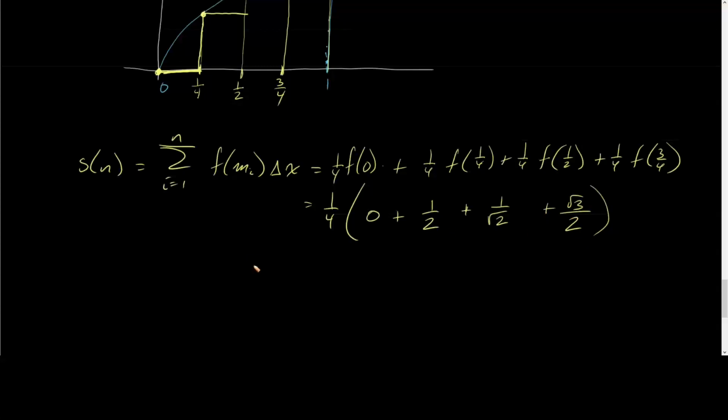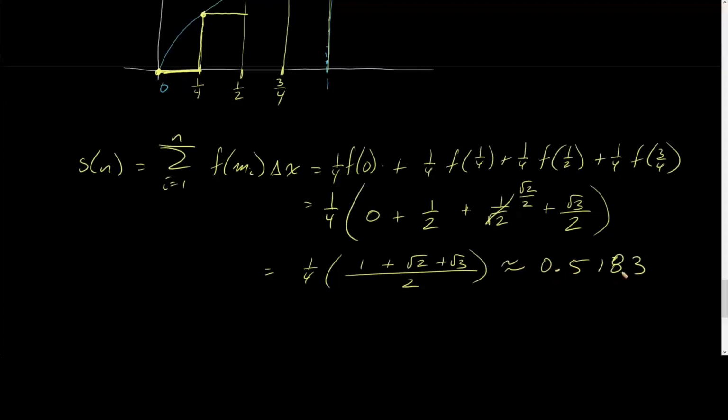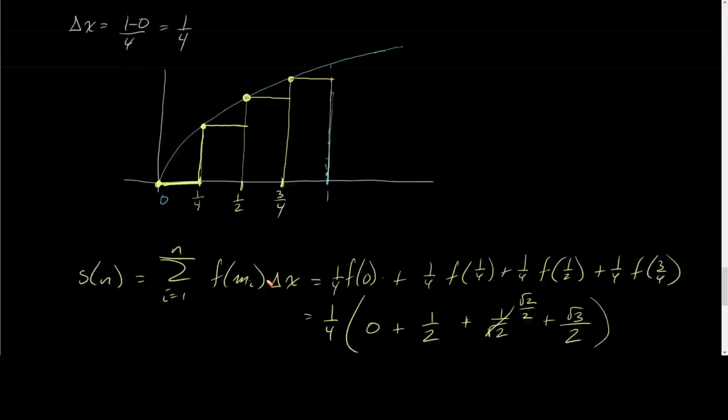Now we can rewrite this. If I rationalize this 1 over radical 2, this is really radical 2 over 2. And now everything has a denominator of 2, so I can write this as 1/4 times 1 plus radical 2 plus radical 3, all of that over 2, right? And that gives me approximately 0.5183. That's a calculator answer, right? But this is what we end up with. Now that's the lower estimate. Let's figure out the upper estimate, or the upper sum, right?